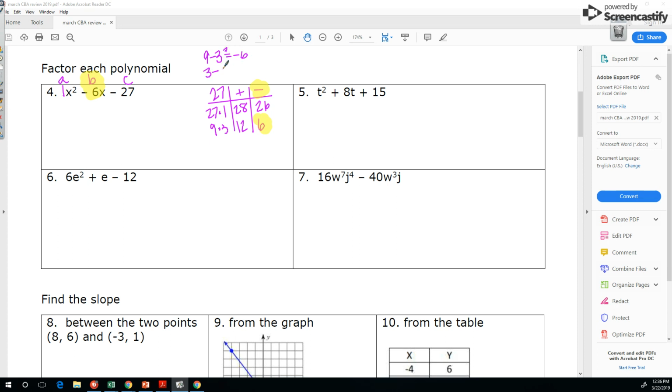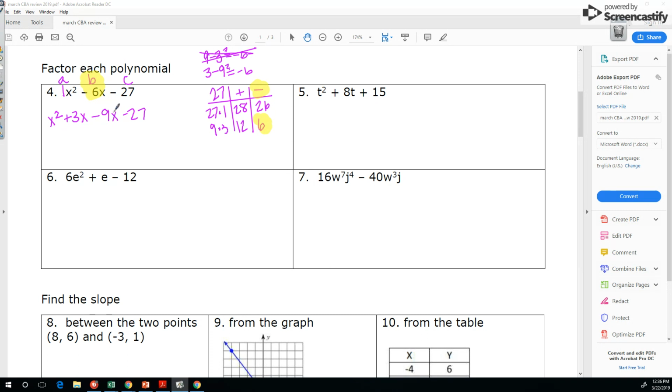Or is it 3 minus 9, that's negative 6? It's 3 minus 9. 9 minus 3 is positive 6. So when I write out my 4 terms, and I'm going to factor by grouping, I'm using a positive 3 and a negative 9.